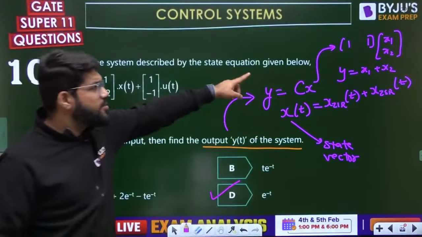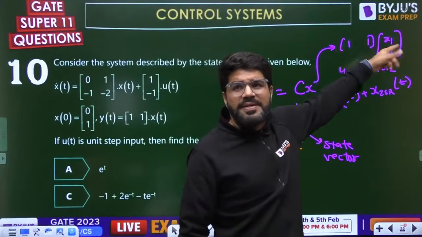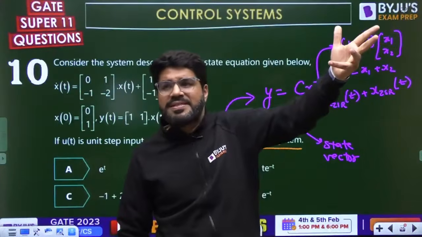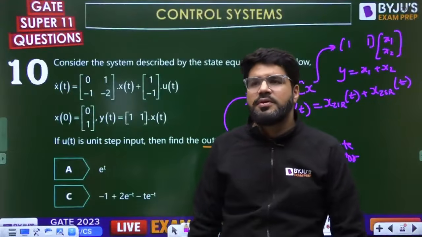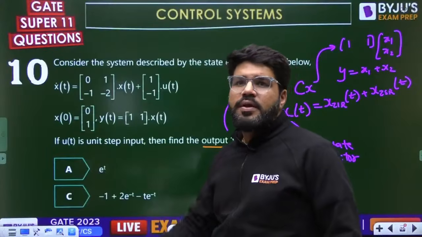Yeah, that is what is written here, Surajit. Because the matrix C is 1, 1. That is why. What is the output? x1 plus x2 in the time domain, so it is also x1 plus x2 in the s domain. Okay, Surajit? So because of this equation, y equals Cx. Done.